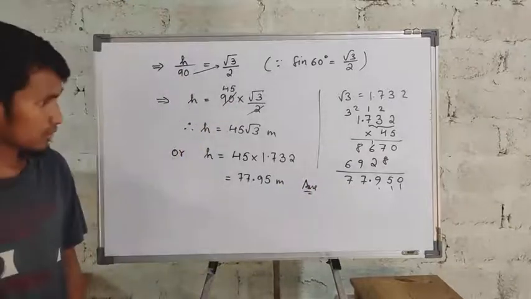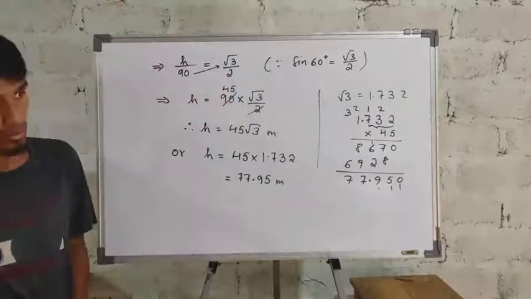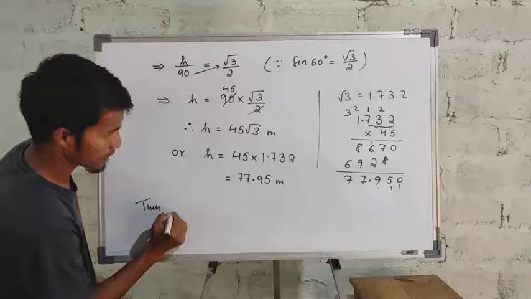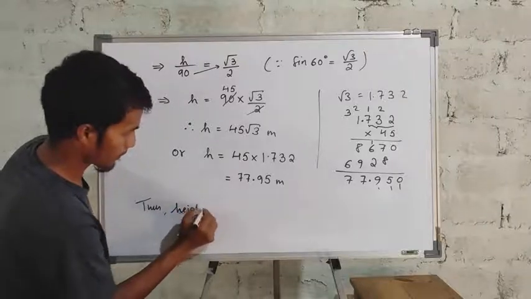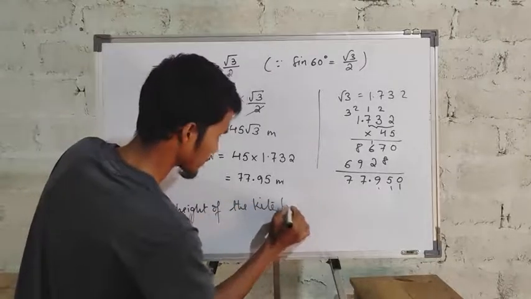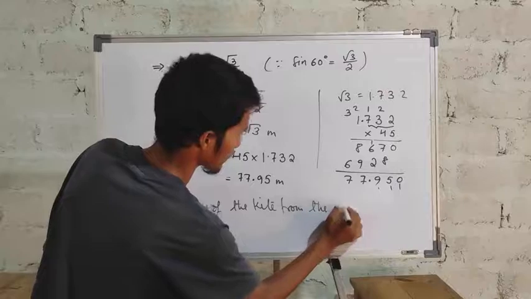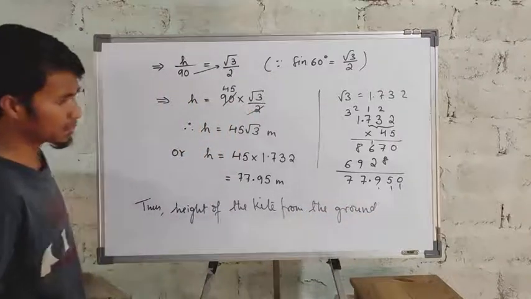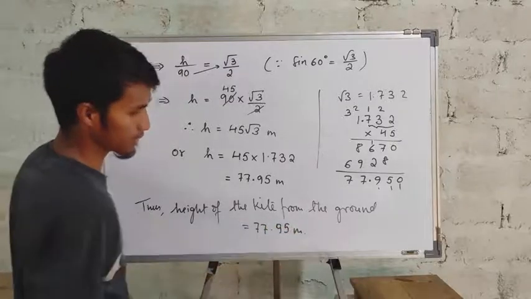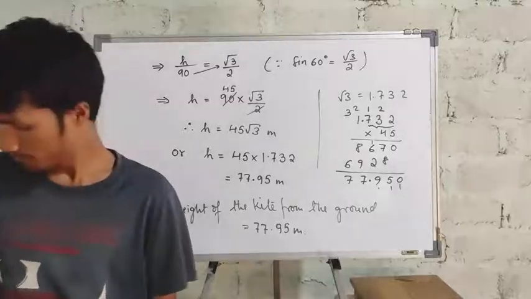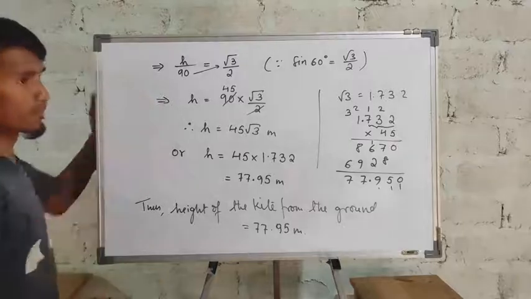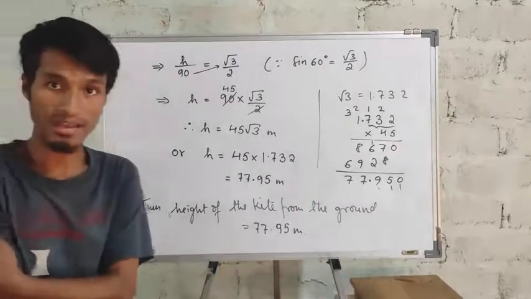But don't forget to write the conclusion. Conclusion: thus, the height of the kite from the ground is equal to 77.95 meter. Okay, now the question about the kite is complete.